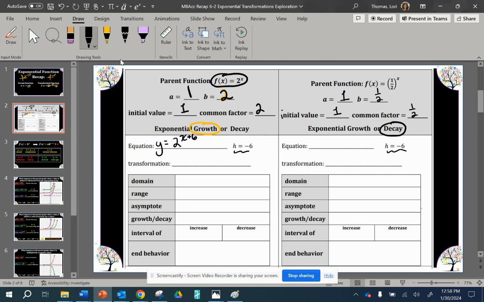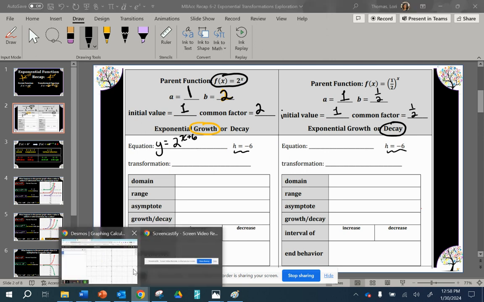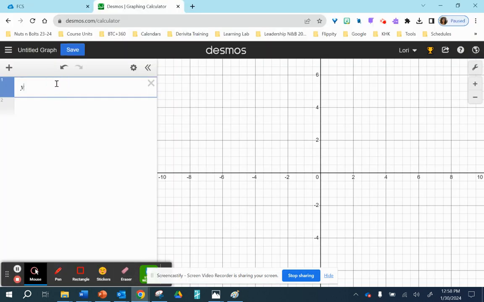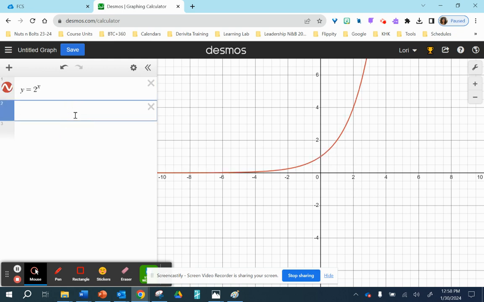So what we're going to do is type this equation. Our parent function is going to be in cell 1 in Desmos. We're going to keep that there the entire time. And in the second cell, we're going to write our new equation. So let me share with you how you type this in Desmos. Our parent exponential growth is y equals 2, and then I'm going to use the caret, which is shift 6, and that puts my cursor as an exponent, x. So I'm going to keep this while I work on the left-hand side of the handout. And then each new problem, I will type in the second cell.